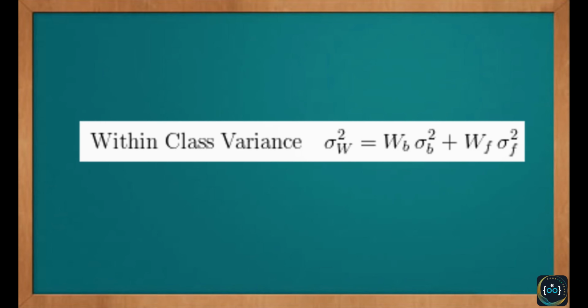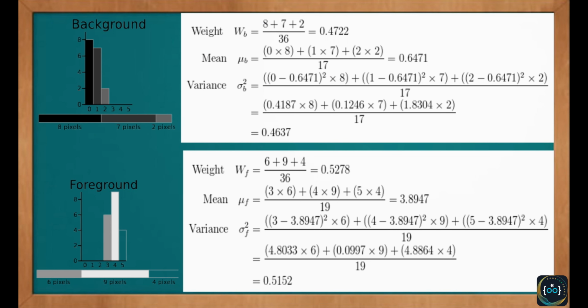So first of all, get their weight. You can see that the background part consists of 0, 1, 2, and their frequencies are 8, 7, and 2. But for the foreground, there are 9, 6, 6, 9, and 4. Now the total of both of them is 36. So we add them together and divide them by 36. It's more like finding their separate averages.